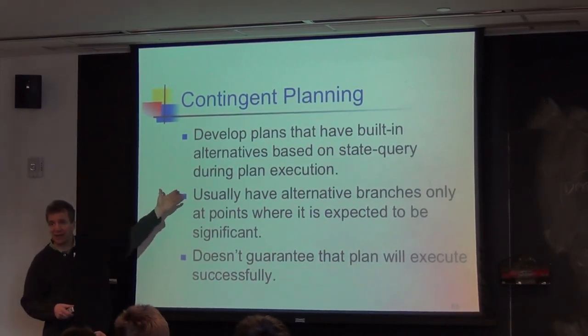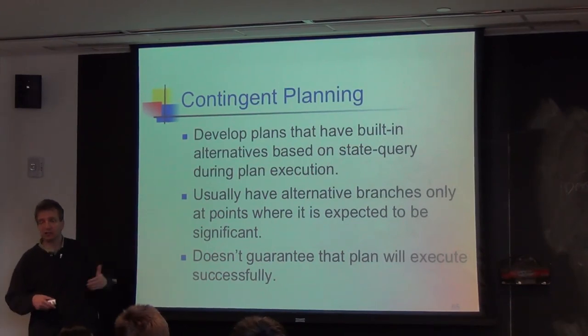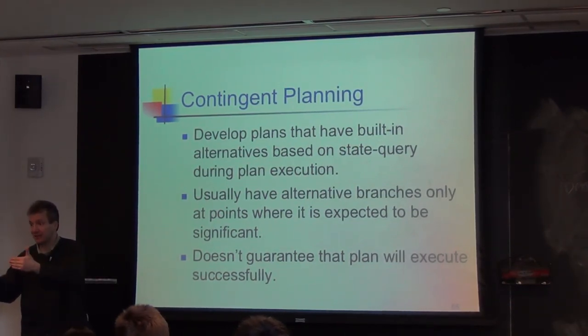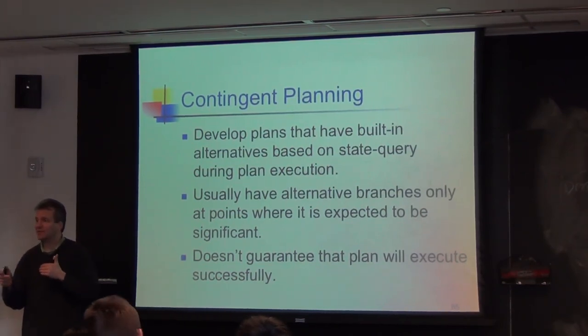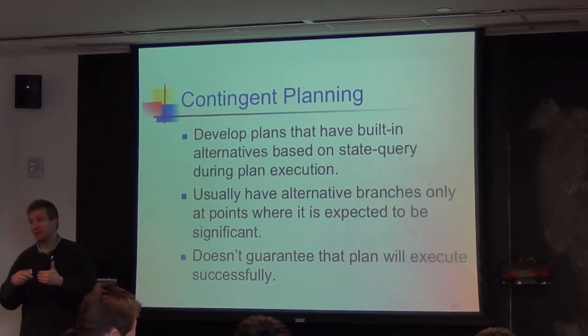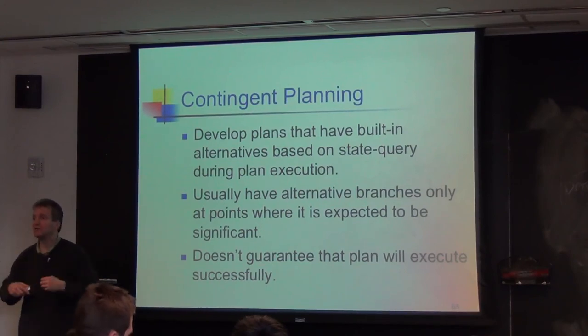And notice that you have to monitor the execution of your plan in order to detect which branch you're going to take at execution time, because you're checking the state during execution to say, oh, okay, this is the outcome that really happened. I thought it was going to be this way, but now it's going to be this way. And the reason I don't know is because now the effects are not deterministic, right? Just because I do something, it may have this effect, or it may have this effect. An action doesn't have a definitive result.